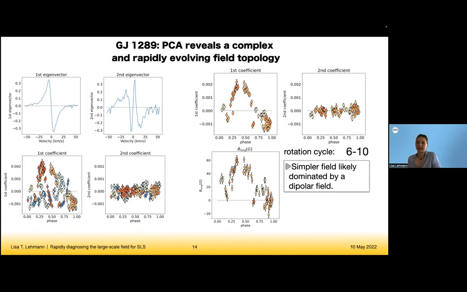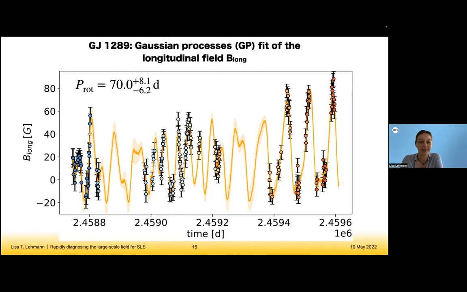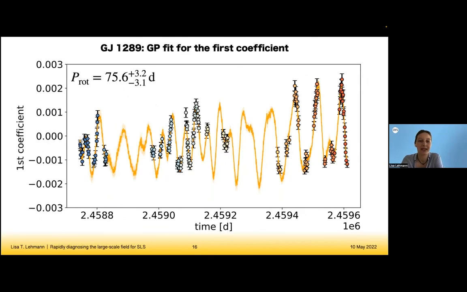It highlights extremely how valuable this SLS survey is with its long observation campaign, because remember, this star is rotating with 70, 80 days. To cover more than one rotation cycle, you already need several months, more than 6 months, to see this trend. You can have some fun with Gaussian processes to get the rotation period. We found that for the coefficients, we get better results than for the longitude of the field.